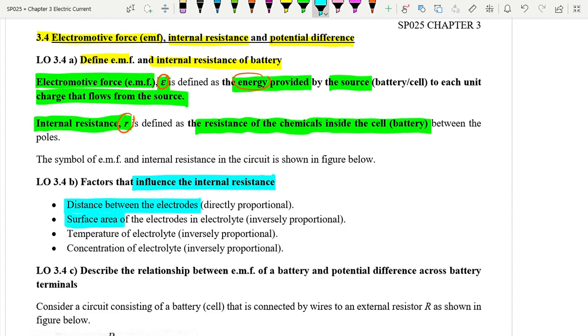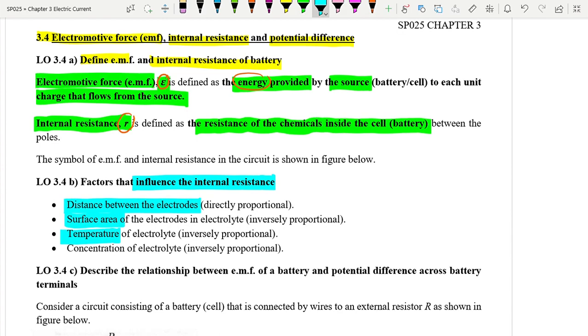Okay, and next kita focus on the third factor, which is temperature of the electrolyte, temperature of the liquid chemical. Increasing the temperature of the liquid chemical of the battery will actually decrease the internal resistance. Why? So dekat sini dia mempengaruhi the movement of the electron. Jadi increasing temperature makin increase the movement of electron, the mobility of electron. So that means decrease the internal resistance.